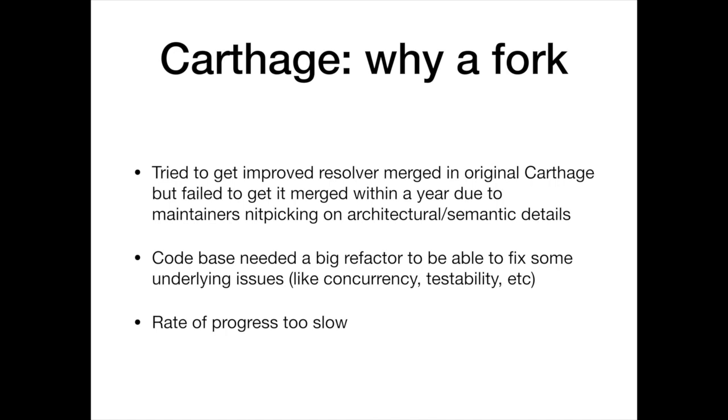Then, in my opinion, the code base required a very big refactor to be able to fix some underlying issues like the concurrency and the testability. And then the rate of progress, if you look at the new features being introduced, is very, very slow. Because so many people work at it and nobody takes real ownership, it's almost impossible to get something in there. That's basically what I noticed. So that's why we set out and created a fork. We really needed this functionality.